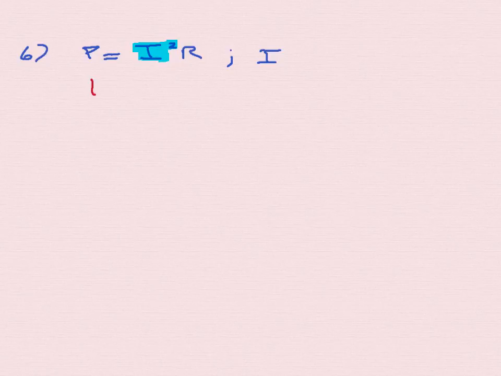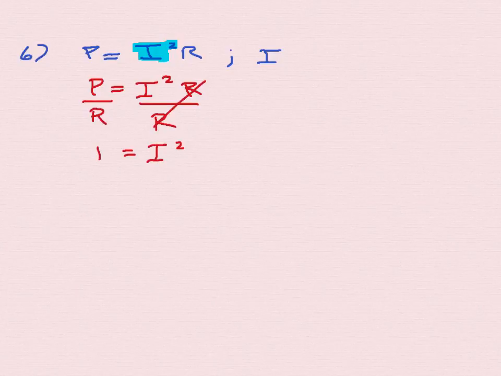So the first thing that I would do is rewrite the original equation and get rid of the R. Well, the R is multiplied by the I squared. The opposite would be to divide. Get that by itself. You now have I squared equals P over R.